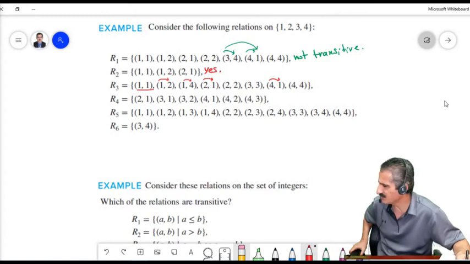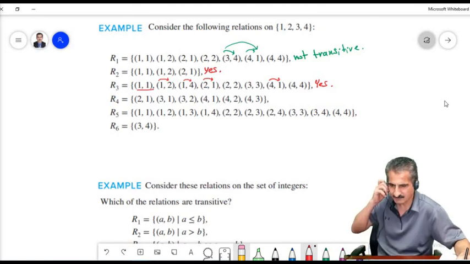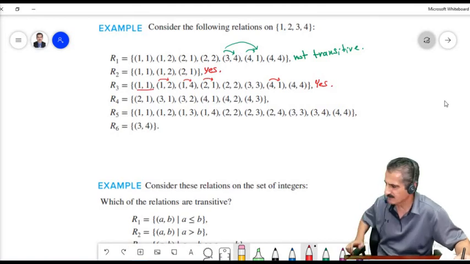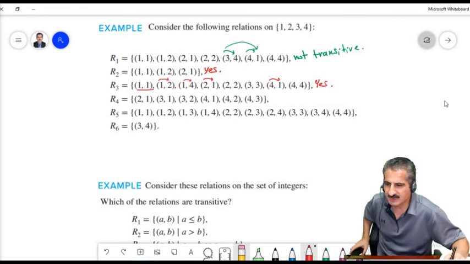So is it transitive or no? Sulaiman is saying yes, and it is yes. We have no problem with 3, 3. Okay. What about R4? Is it transitive?